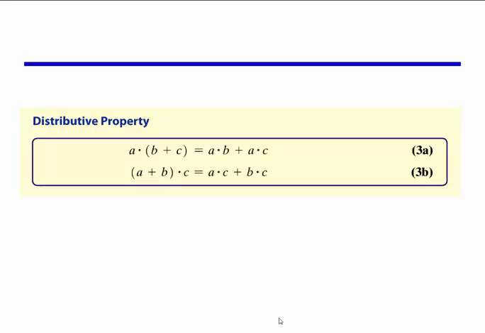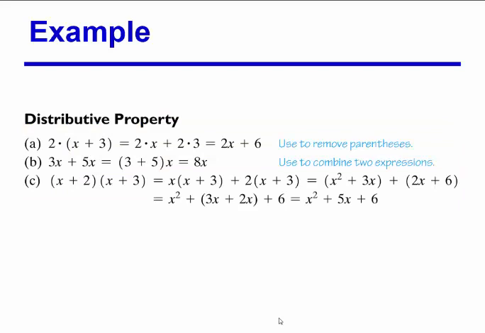Now the next one is distributive property. So you can see here that A times B plus C, or A plus B times C. So for the first one, when you do distributive property, probably the best thing to do is just remove the parentheses. So 2 times x plus 3 becomes 2x plus 6. And then 3x plus 5x is equal to 8x.